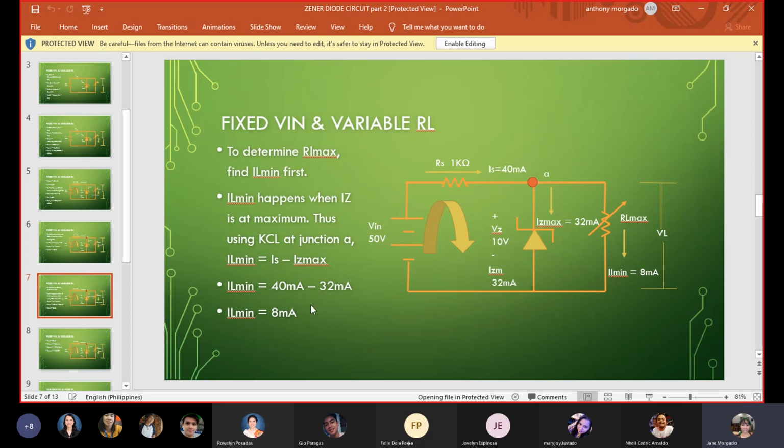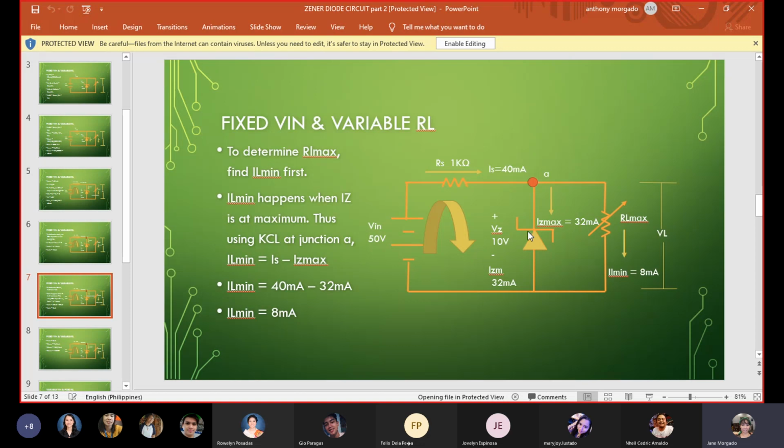Okay? So, IS is always at 40 milliampere. Hindi naman nagbabago, kasi hindi nagbabago si VS. Ang magbabago is the current flowing through Zener and RL. So this time nahanap natin ano kaya ang minimum IL dito such that we can determine the maximum RL. So remember what is the relationship between resistance and current? Inverse po. Inversely proportional. Okay, kaya we have minimum IL, maximum RL. So we will only have minimum IL if the current flowing through Zener is at maximum. Which is given, ICM at 32 milliampere.